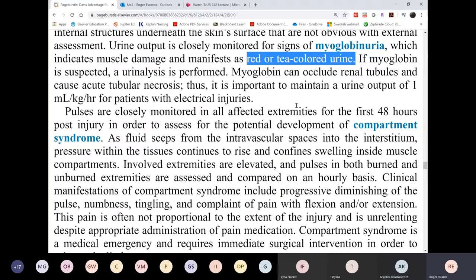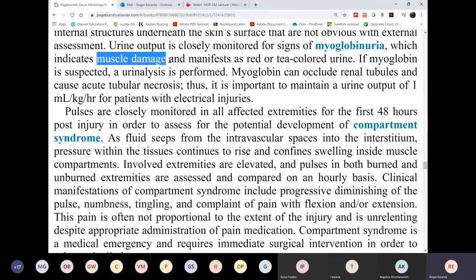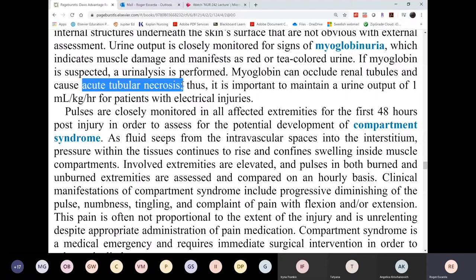Pre-renal is any condition that results in low perfusion to the kidney. Low blood flow. So would it be intra-renal? Okay, this one would be intra-renal. So myoglobinuria is now the presence of myoglobin, which again is released by injured, or in this case, burnt skeletal muscles, will now clog your kidneys, causing acute tubular necrosis. That means nephrons die, leading to acute kidney injury.